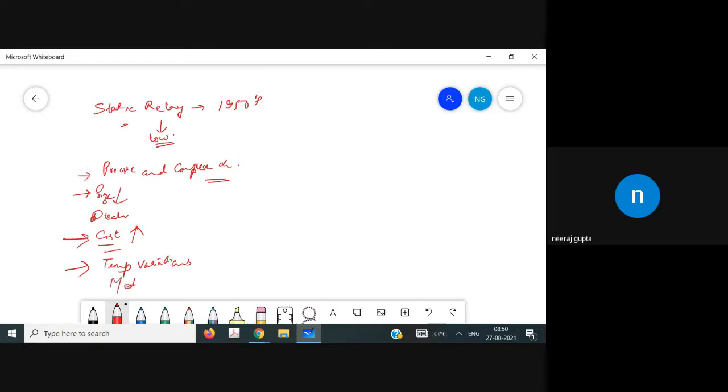In these types of relays, that is static relays, a DC power supply is also required. So we have to provide a separate supply for that if the relay is to work or is used in the substation. Now this is the second type of relay.